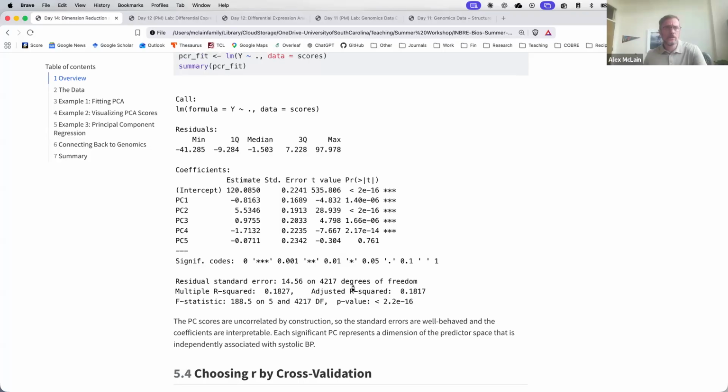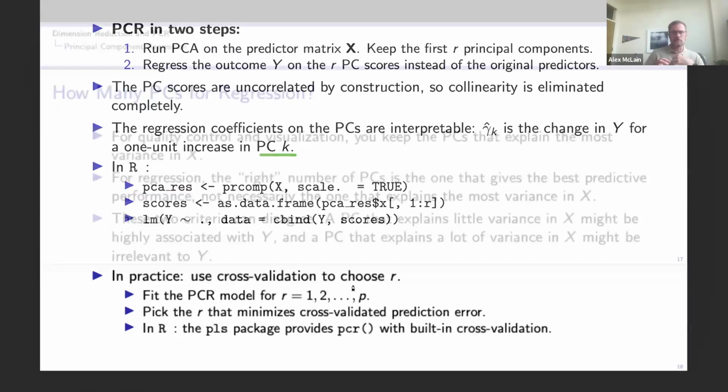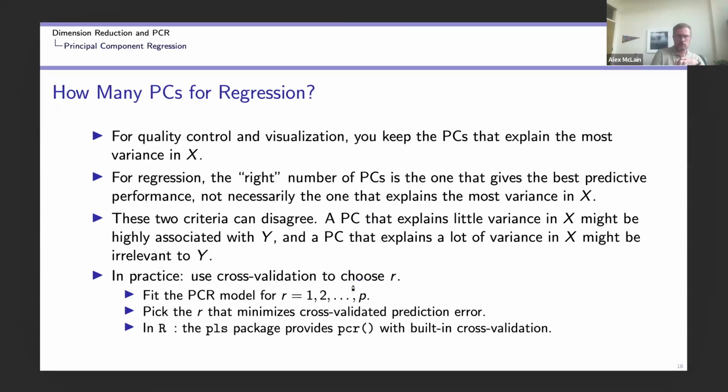So how many PCs did we choose? I chose 5 there as 75% of the variance, but we may want to choose more. The right number of PCs is the one that gives the best predictive performance, which is not necessarily the most variance in X, as I said. The two criteria can disagree. A PC can explain little of the variance in X and be highly associated with Y. And a PC that explains a lot of variance in X might have no relationship to Y.